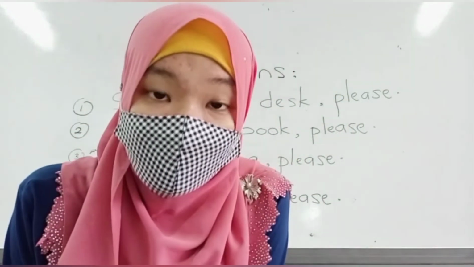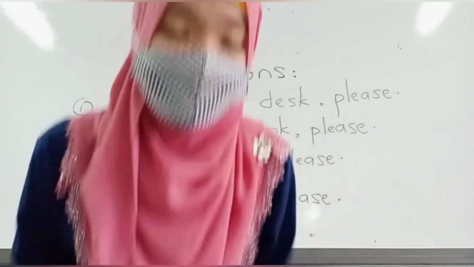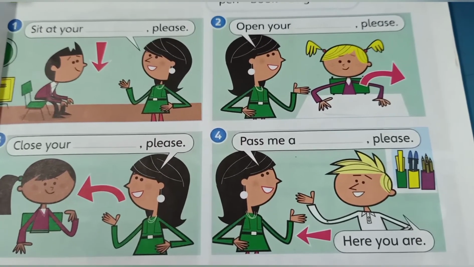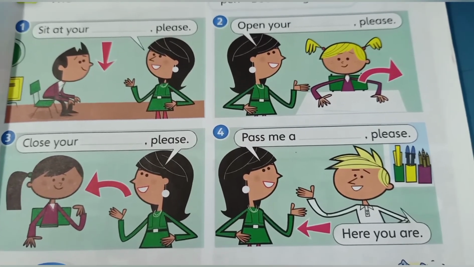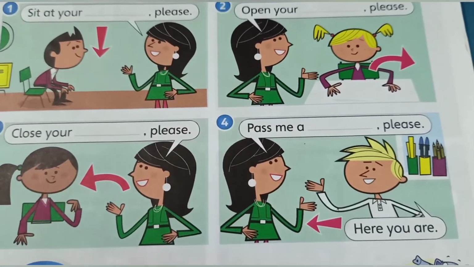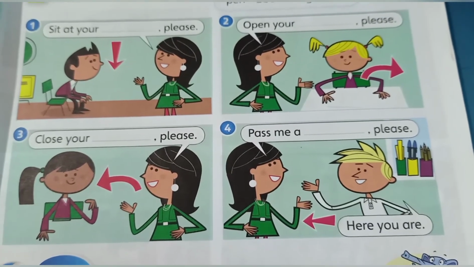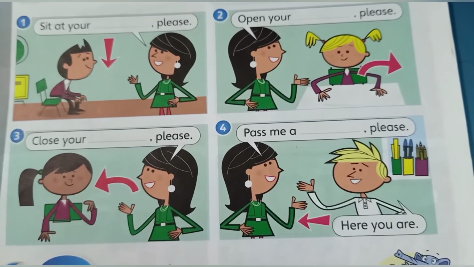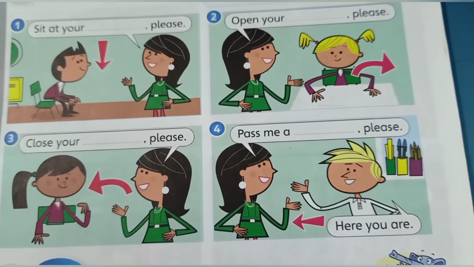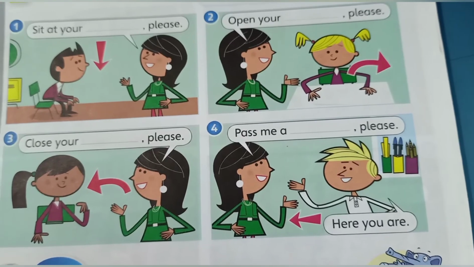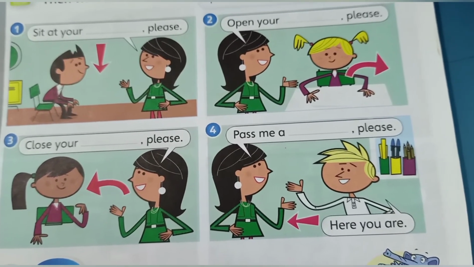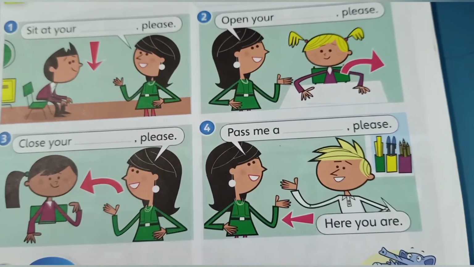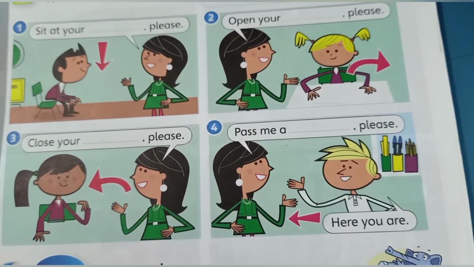Okay. Now is the time for you to do the exercise. Exercise 1. Listen and answer orally. Number 1. Sit at your blank, comma, please, full stop. 2. Open your blank, comma, please, full stop. Number 3. Close your blank, comma, please, full stop. And number 4, pass me a blank, comma, please, full stop.